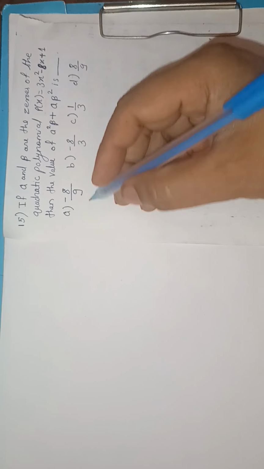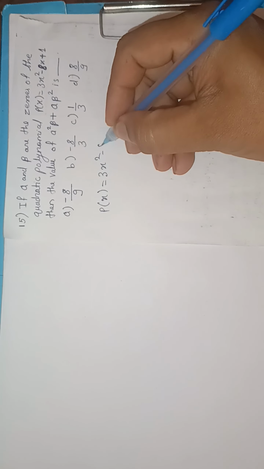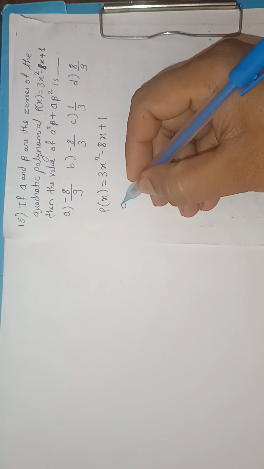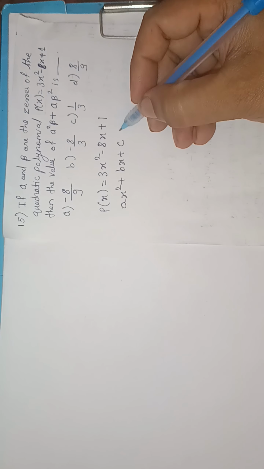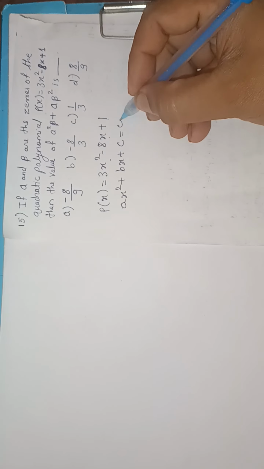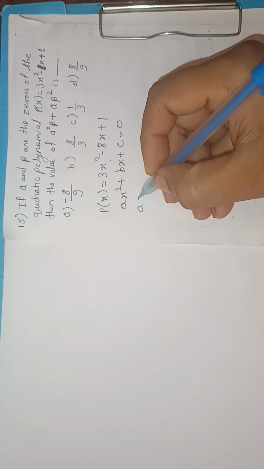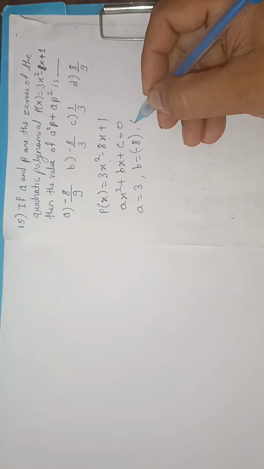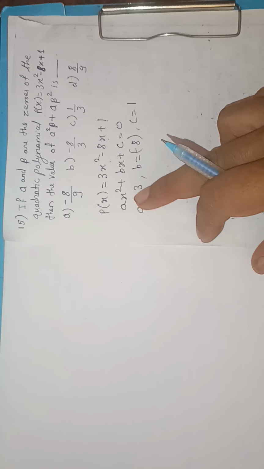So first write the polynomial of x: 3x² - 8x + 1. Then write it in the standard form, ax² + bx + c. So you can see the standard form. Now write the value of a, the coefficient of x². So a is 3, b value is -8 and c term is 1. Like this you have to write first.